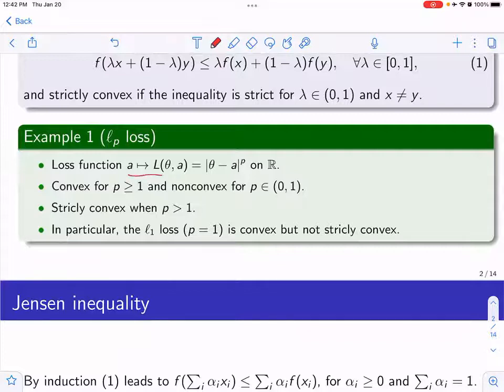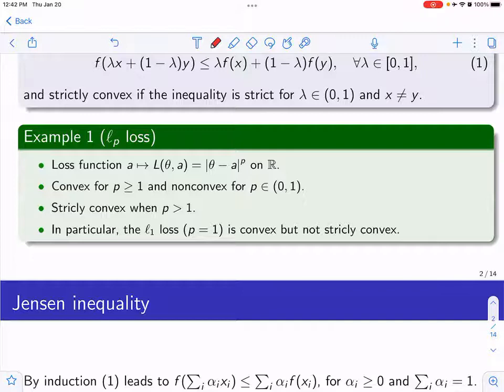So, examples of loss functions. We care about the loss functions as functions of the action, basically. Here's an example, the LP loss. If p is bigger than or equal to 1, this is convex. If p is in 0 to 1, this is non-convex. And if p is strictly bigger than 1, this is going to be strictly convex. For p equal to 1, this is the L1 loss, which is convex, but not strictly convex.